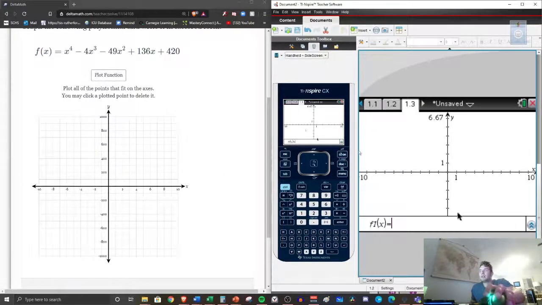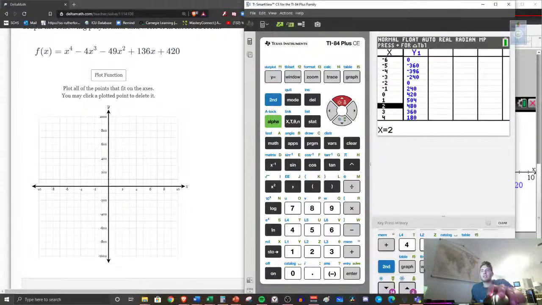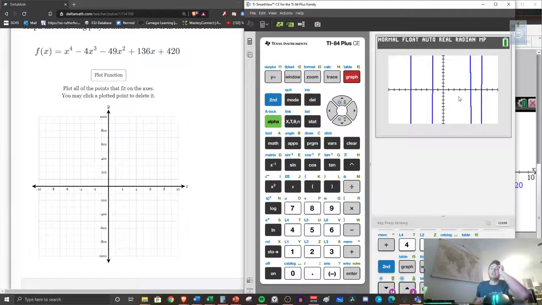So now you can start typing it in, x to the fourth, minus 4x to the third, minus, you got to make sure you come down on this one, minus 29x squared plus 136x plus 420. Okay, hit enter, and you'll notice that it looks pretty much identical to the actual graph of the 80 series calculator.